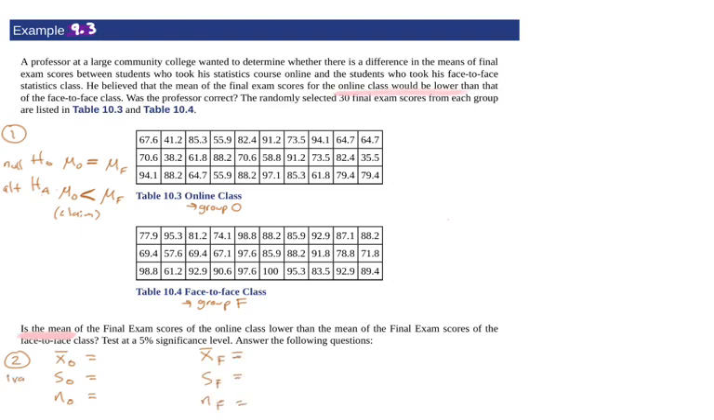And since we have just raw data here, we're going to just run a one var stats on these guys. So I'm going to call the top one list one and the bottom one, the face-to-face, list two. And I'm going to run a one var stats on each of them. And this is what I'm getting here. So the mean, standard deviation, sample size for each of these groups here. Okay. So now we have that data.